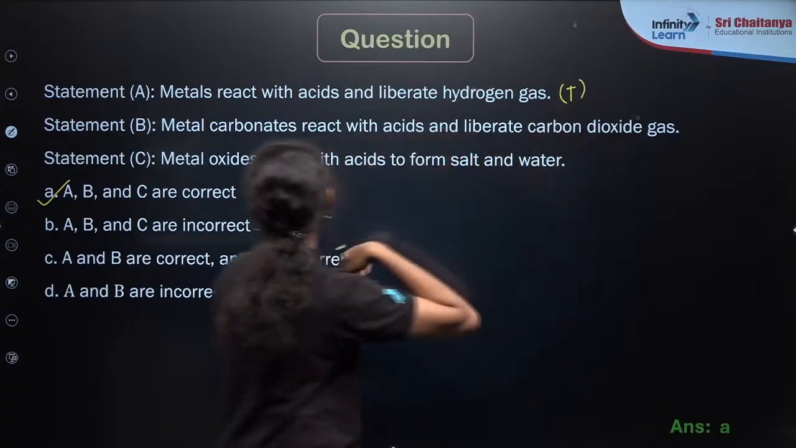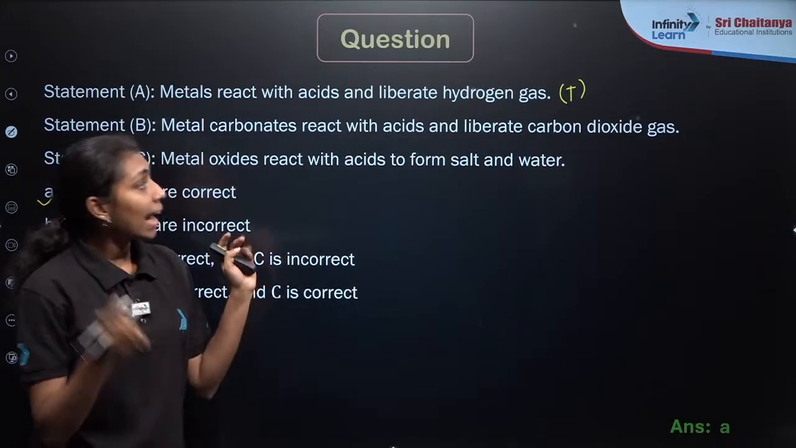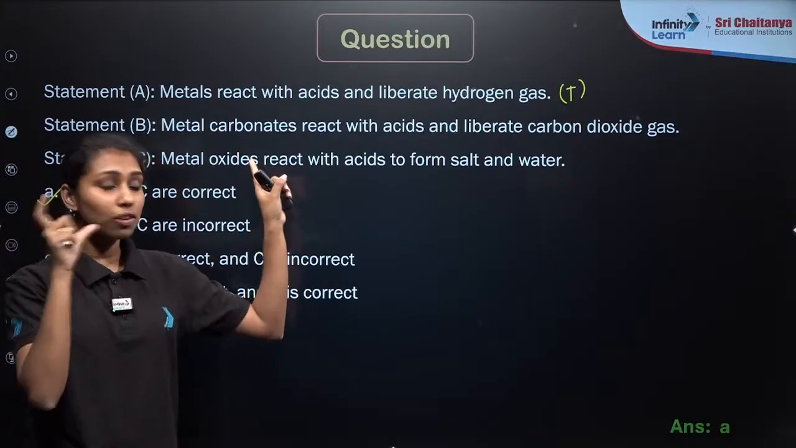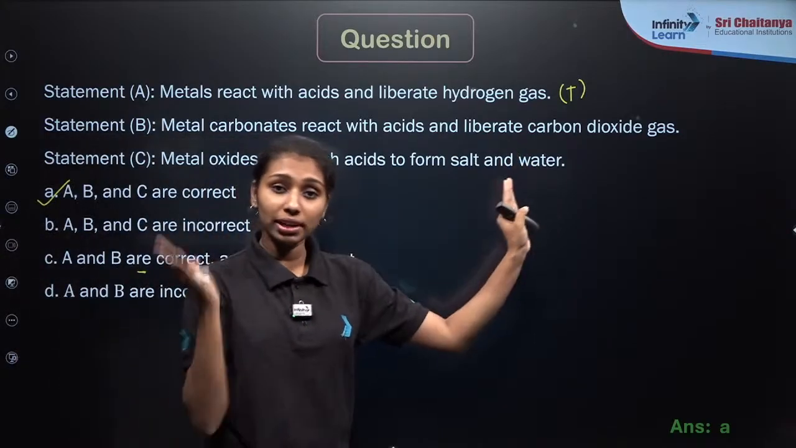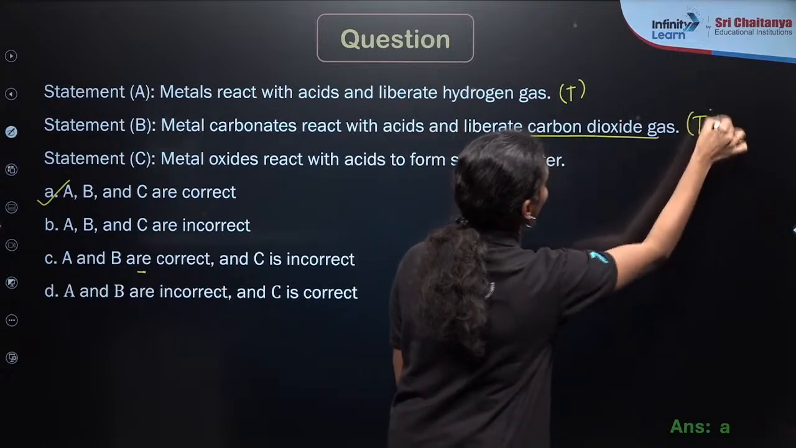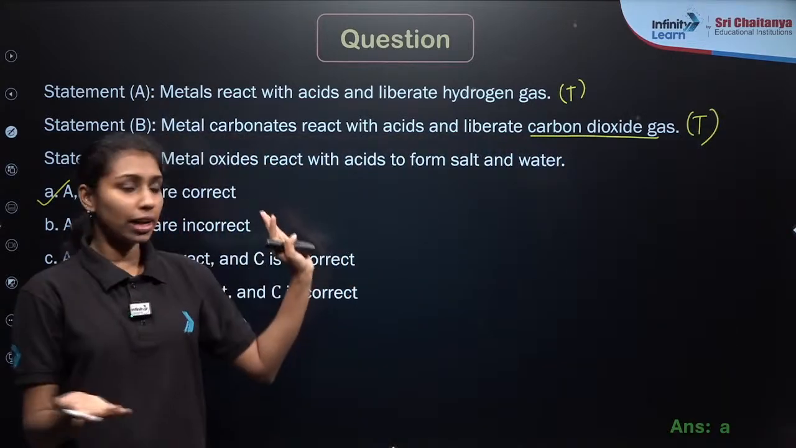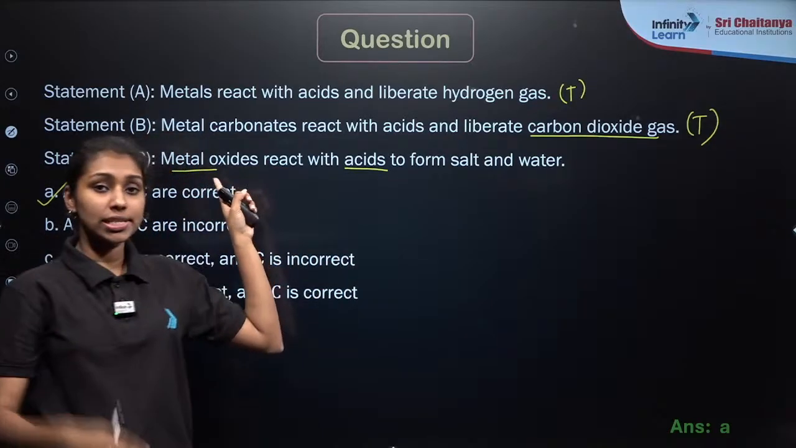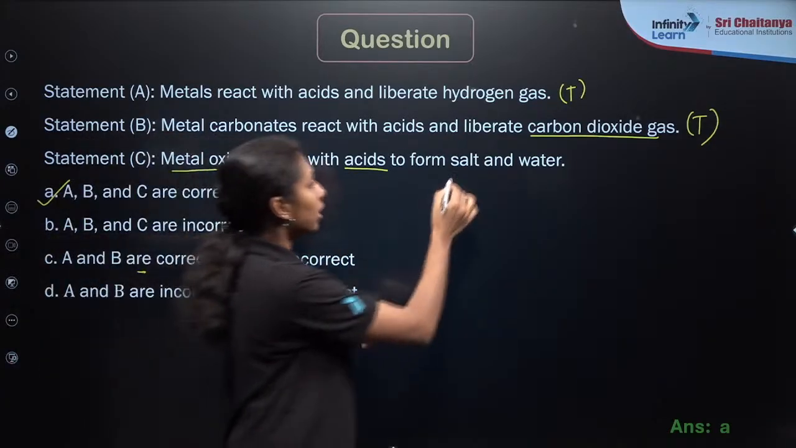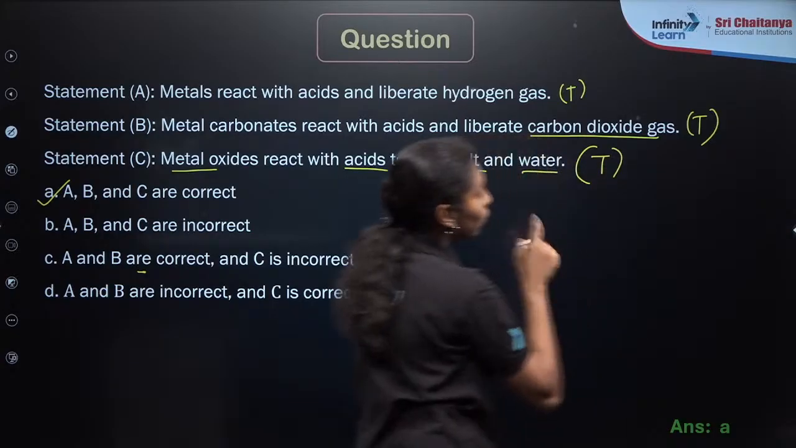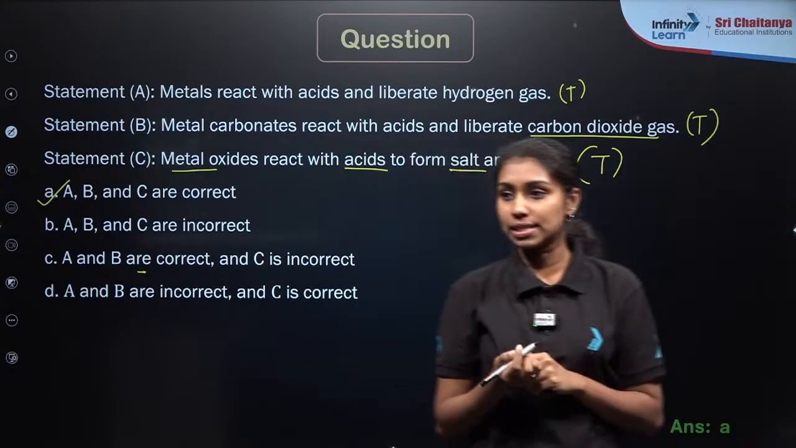Then what about the second statement? Metal carbonates react with acids and liberate carbon dioxide gas. Metal carbonates are the source of carbon dioxide, so they react with acids to form carbon dioxide gas. So this is also a correct statement. Then, as we already know, metal oxides are basic oxides and react with acids to form salt and water. So all three statements are correct, which means option A will be our correct answer. Clear?